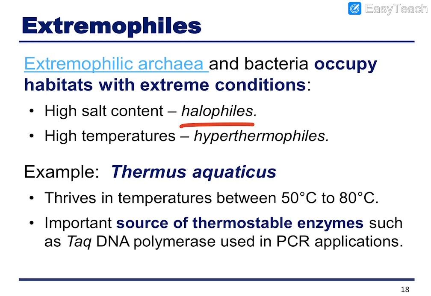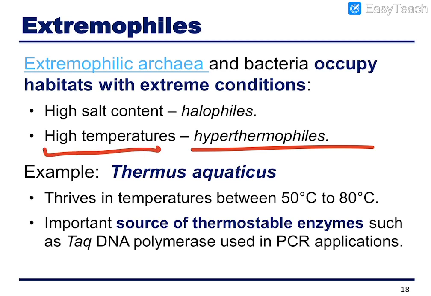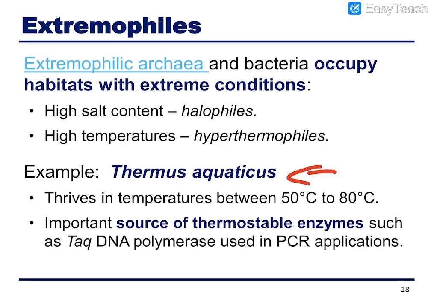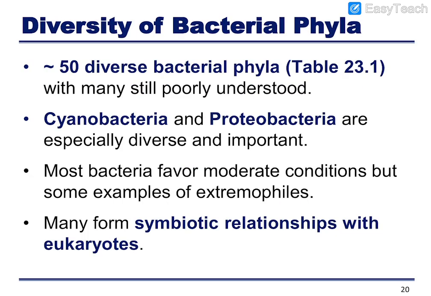Halophiles are archaea which enjoy high salt content environments. Hyperthermophiles enjoy environments of high temperatures. Here is an example of Thermus aquaticus, which thrives in temperatures between 50 to 80 degrees Celsius.